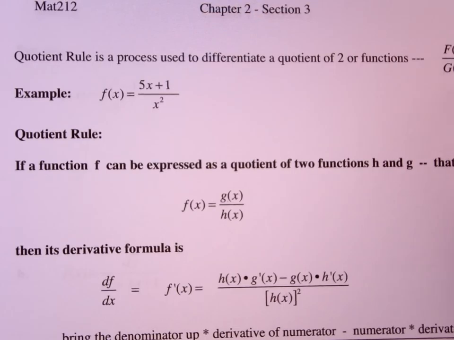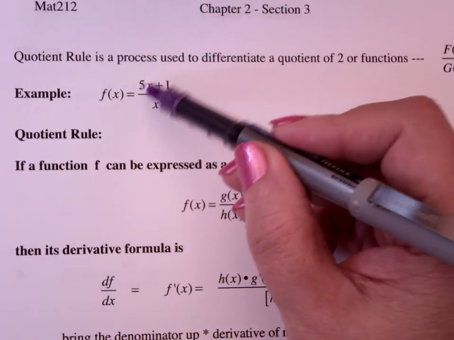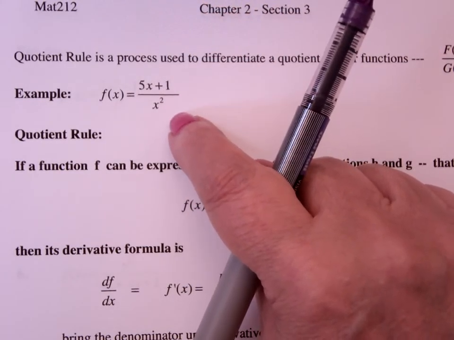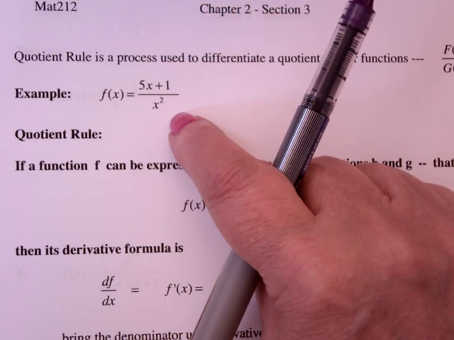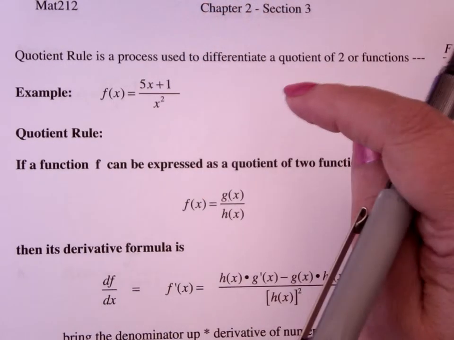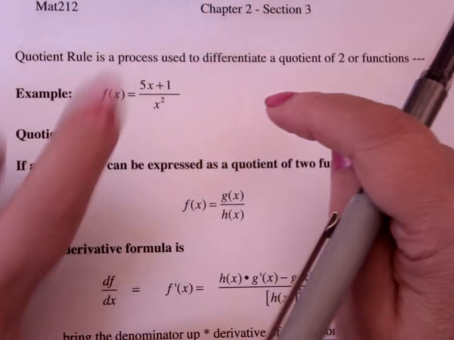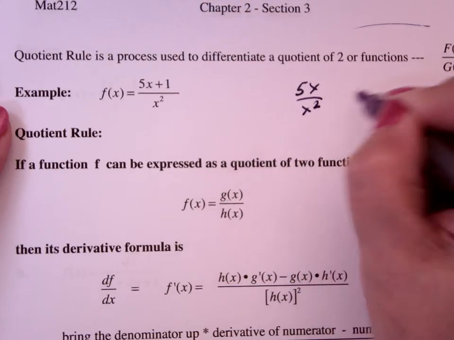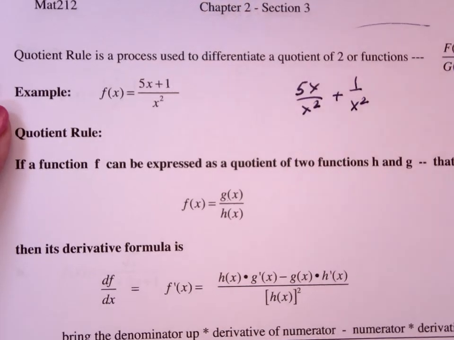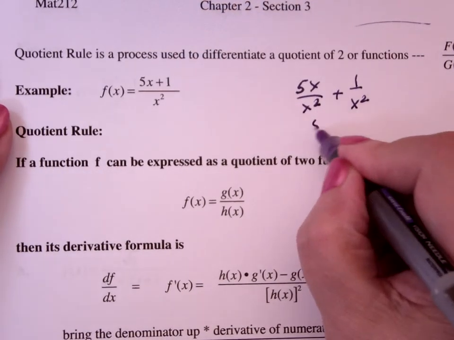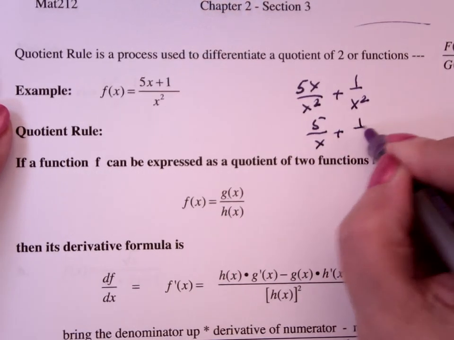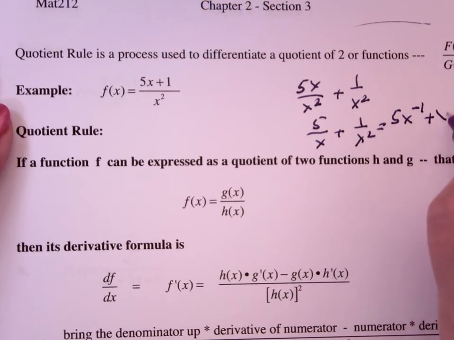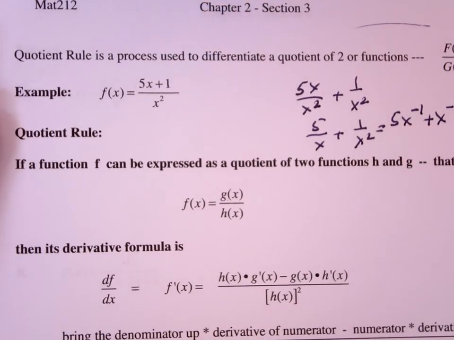If I have the quotient of two functions, for example, if I had 5x plus 1 over x squared, again, since these are two simple functions, I could use algebra on this and use power rule on it. In other words, monomial division, where I would write this as 5x over x squared plus 1 over x squared. This would then be 5 over x plus 1 over x squared, which is 5x to the minus 1 plus x to the minus 2. Then I could use power rule on it.